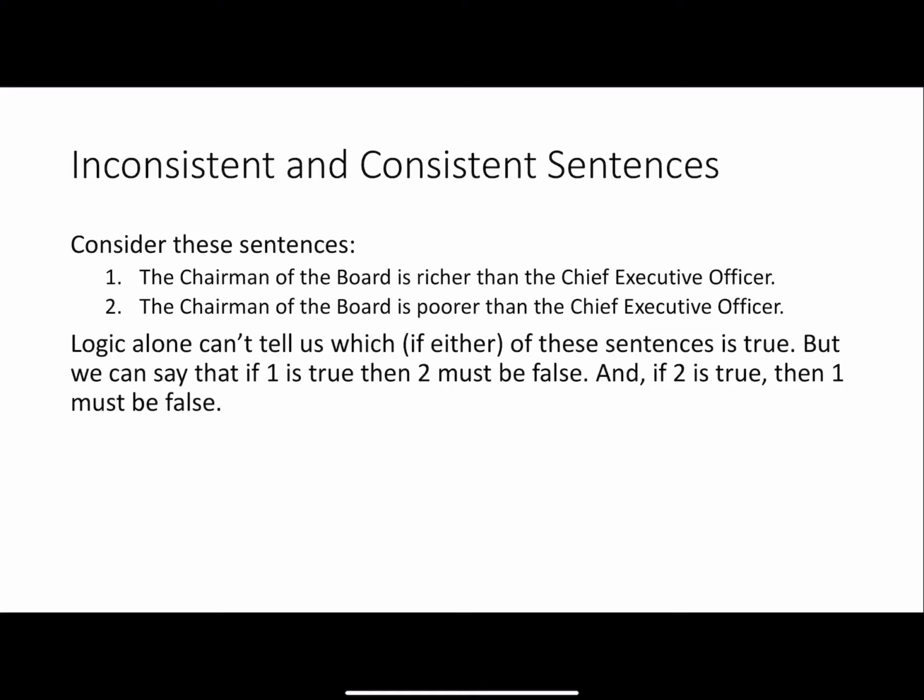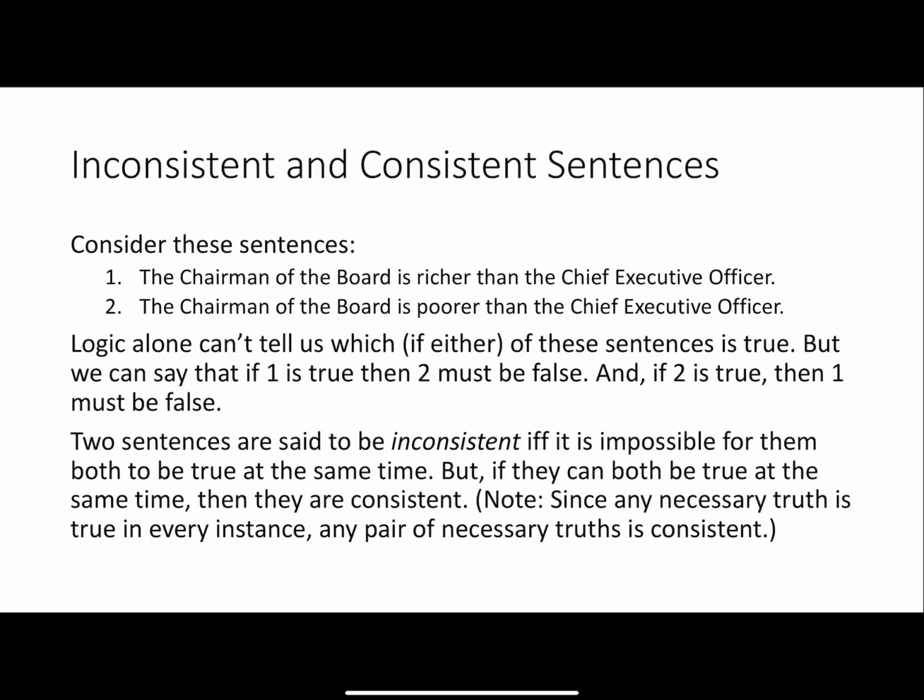Maybe in some corporations that have a chairman of the board and a chief executive officer, the chairman is richer and the officer is poorer. Or maybe in some situations it's the reverse. Logic can't tell us which of these holds for either of these sentences. But we can say that if 1 is true, then 2 must be false. And if 2 is true, then 1 must be false.